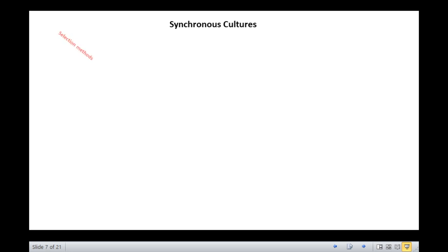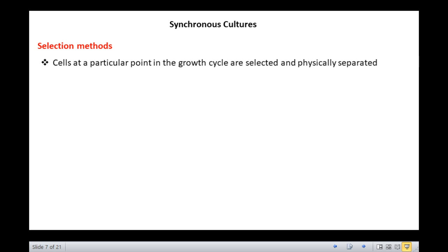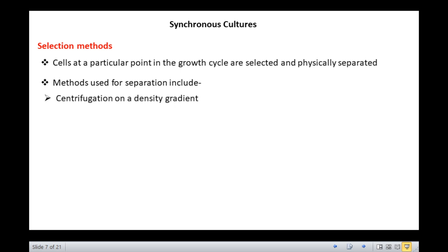The second methods are selection methods. In this method, from an actively growing culture, the cells at a particular point in the growth cycle are selected and physically separated, say when the cells have just completed cell division. Therefore, the smallest cells in the bacterial population are those that have just completed the process of cell division. The methods used for separation include centrifugation on a density gradient. All the cells of the same size can be obtained, and now when they are grown in a culture medium, they all start their life cycle from the same point. Second, filtration of cells through a cellulose nitrate filter.